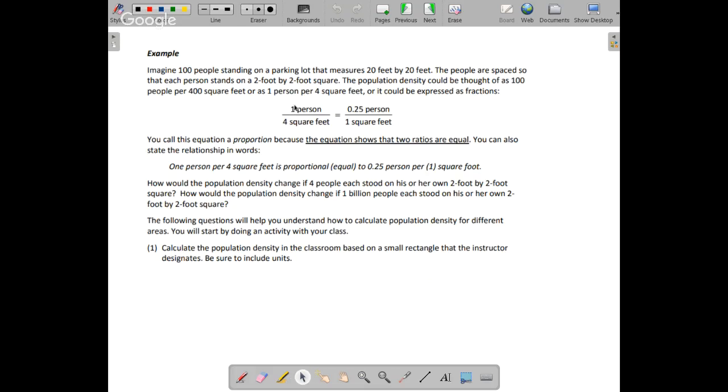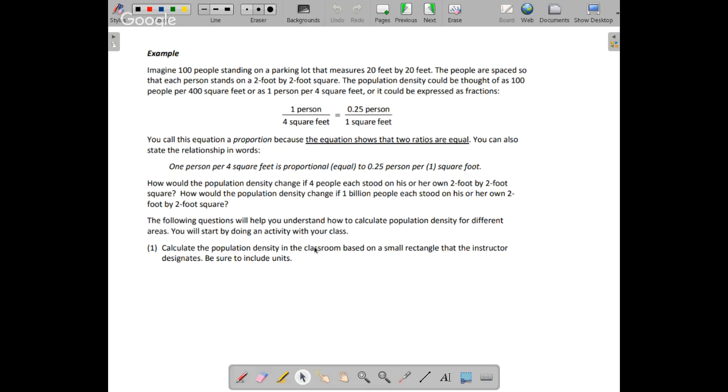Now, if you take 1 and divide by 4, you get 0.25, but the units are still persons per square foot. So we could either say there's 1 person per 4 square feet, or there's 0.25 persons per 1 square foot. The second version is what's called the unit ratio, where we did the division and the denominator is 1. We're going to take a look at that next.